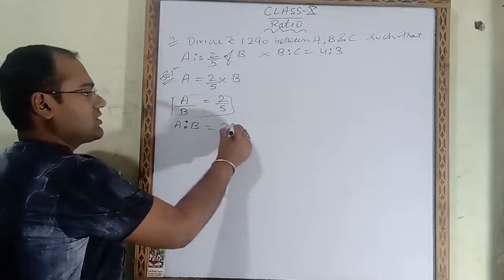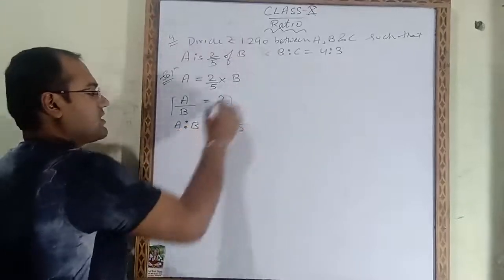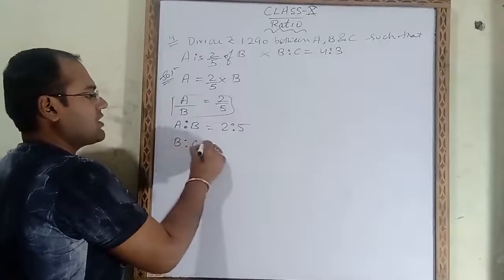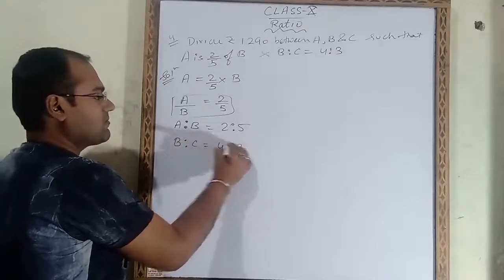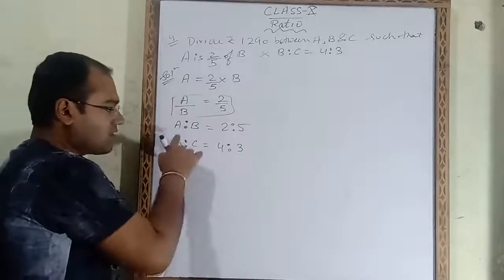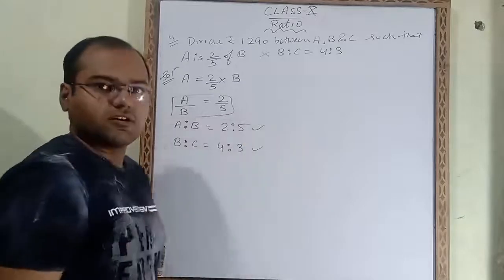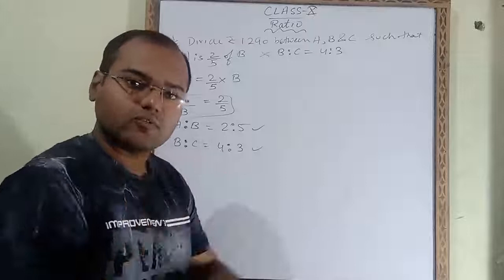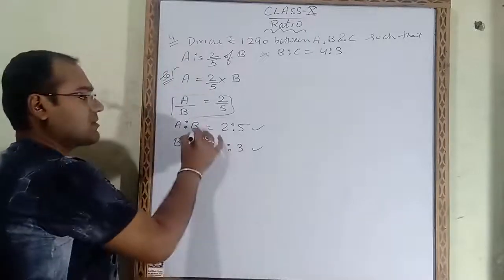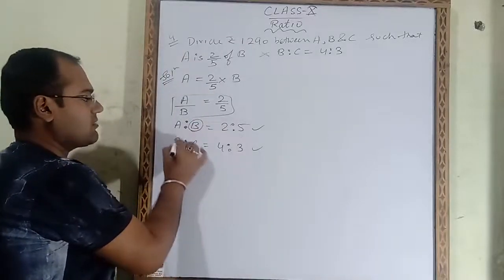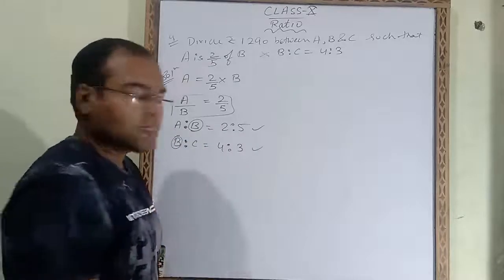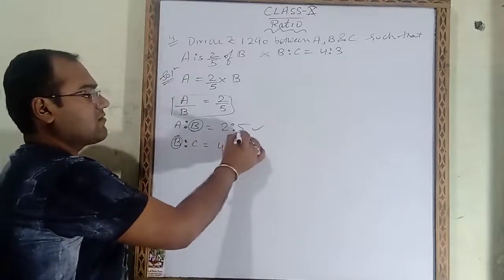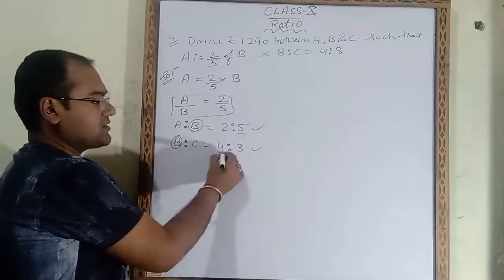How much? 2/5. One ratio is given here also: B ratio C, 4/3. Now we have 2 ratios. With the help of these 2 ratios, we have to make only a single ratio. So what will we observe here? B is coming in this equation also, and B is coming in this equation also. Here the value of B is 5, here the value of B is 4.